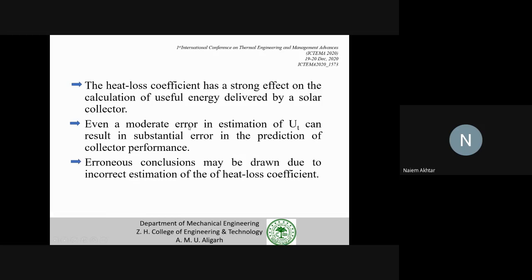The heat loss coefficient has a strong effect on the calculation of useful energy delivered by the solar cooker. Even a moderate error in the estimation of top heat loss coefficient can result in substantial error in the prediction of collector performance. And erroneous conclusions may be drawn due to incorrect estimation of the top heat loss coefficient.